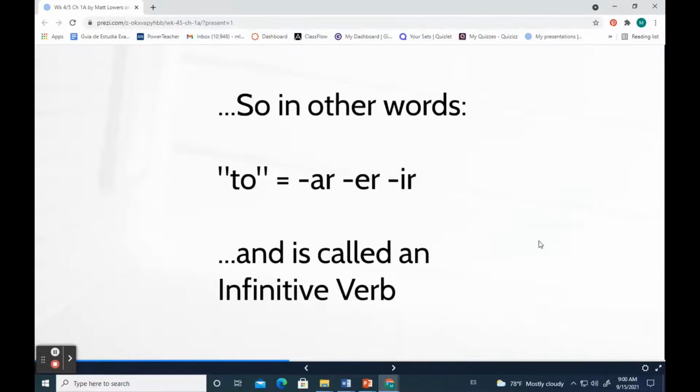So to summarize everything up here, that to, that preposition that we use in English to form the base form, is going to be the equivalent of the AR, ER, and IR, and that's also how we classify our infinitive verbs in Spanish. There are AR verbs, ER verbs, and IR verbs, and all of these are called infinitives.